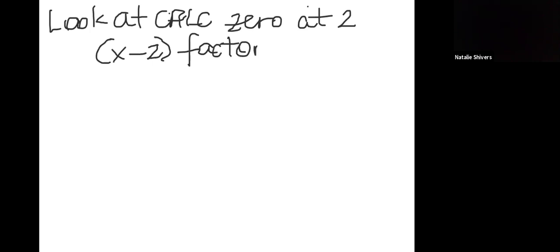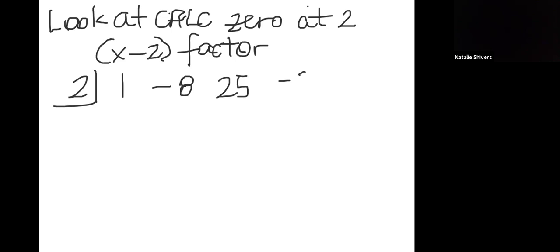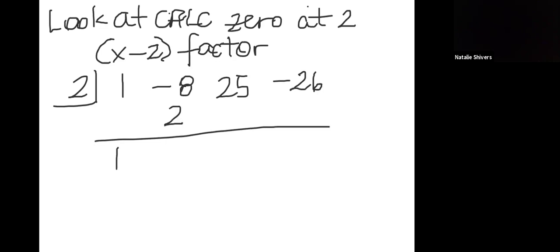All right, so we're going to put 2 in the box and put the coefficients across. We're going to do synthetic division: 1, negative 8, 25, negative 26. 1 comes down. 1 times 2 is 2. Negative 8 plus 2 is negative 6. Negative 6 times 2 is negative 12. 13 comes down, and we get 26, and we get 0, which is exactly what we wanted. Remember? Check. That's great. That's what we want.